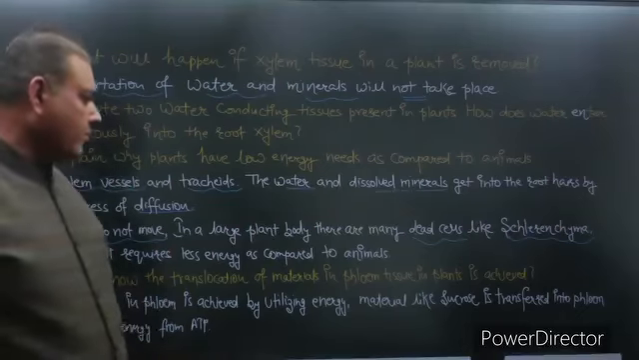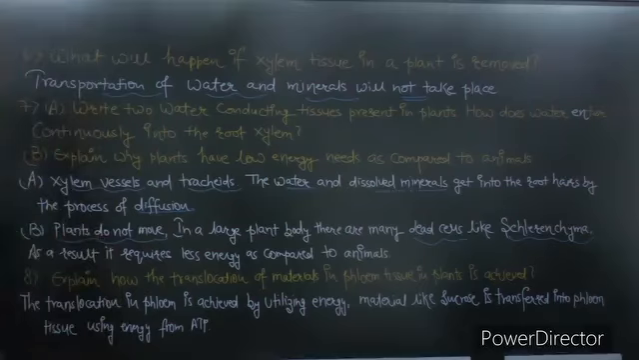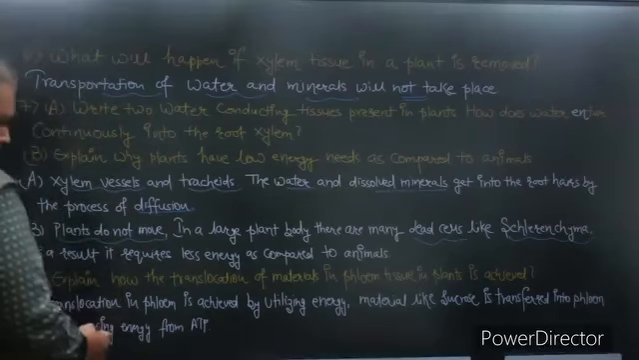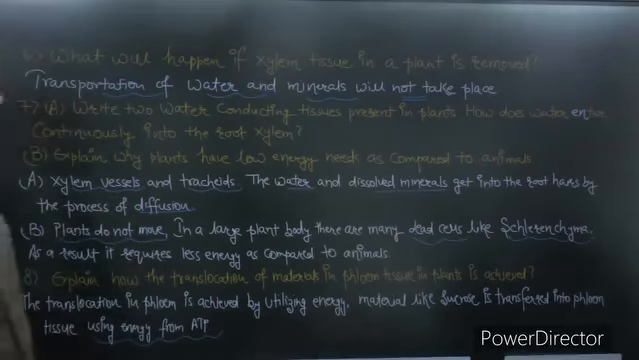Explain how the translocation of material in phloem tissue in plants is achieved. Now, this translocation is achieved by utilizing the energy in the form of ATP.